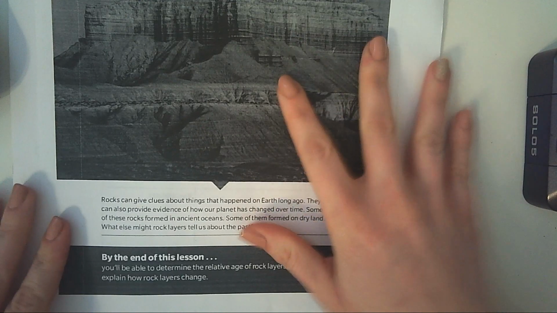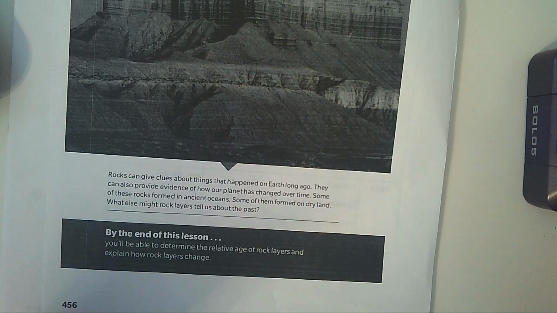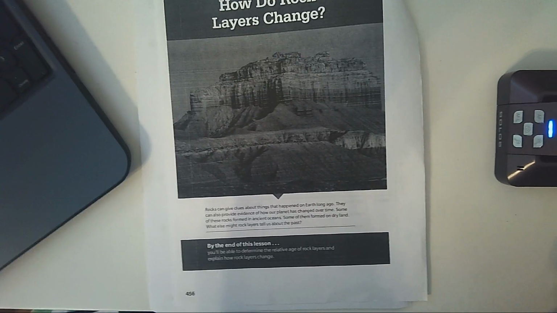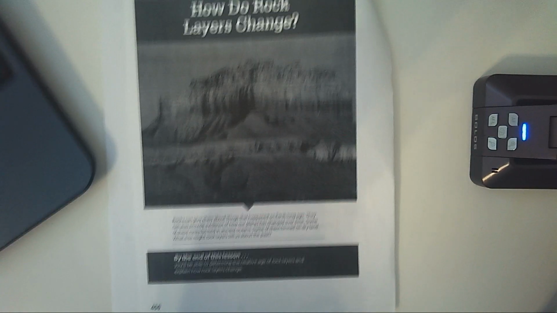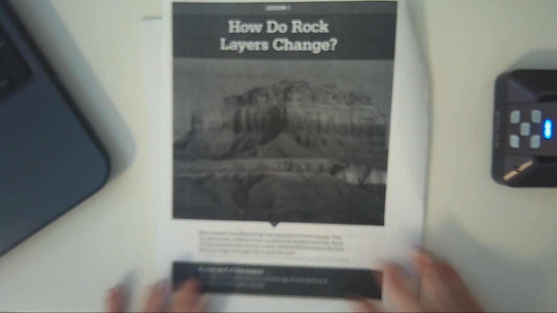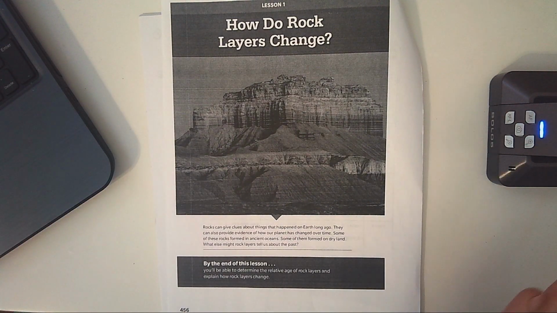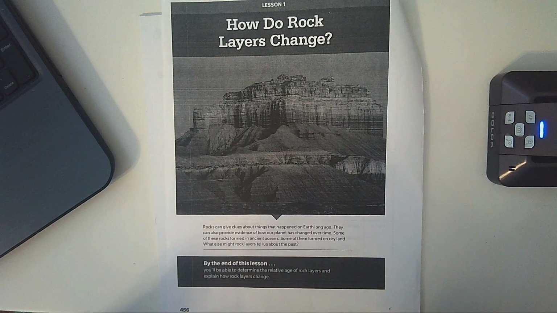So lesson 1 begins on page 456, and this is just the first part of lesson 1. I'm going to do the next part in a separate video so that the video is not too long, and I'm hoping that you at home aren't doing so much in one day. You should be breaking it up so that you don't overwhelm yourself with too much work, because I don't want that to happen to you.